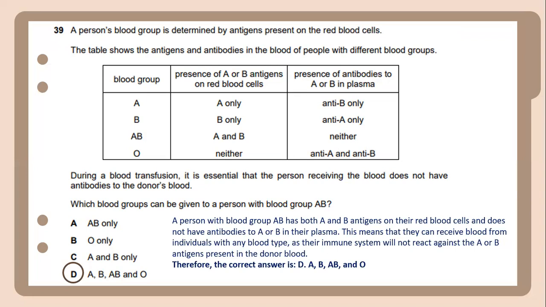A person with the blood group AB has both A and B antigens on their red blood cells and does not have antibodies to A or B in the plasma. This means that they can receive blood from individuals with any blood type, as the immune system will not react against the A or B antigen present in the donor blood. So the answer would be D.